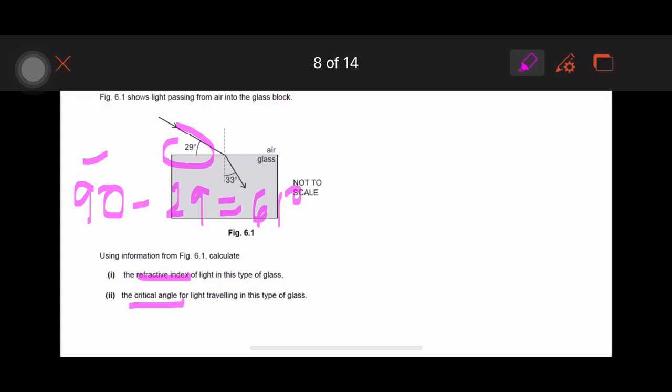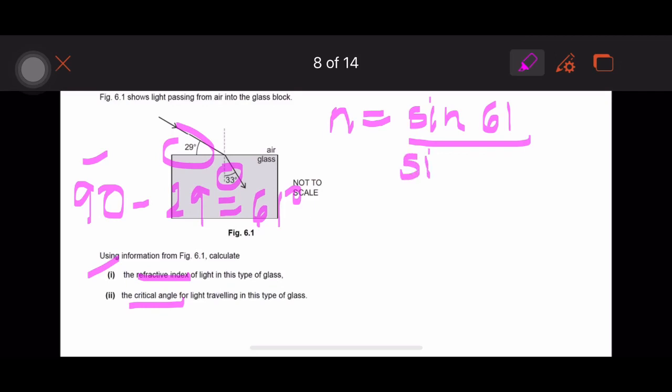Now we're going to calculate first the refractive index. Therefore, refractive index using angles, n is equal to sine I, which is 61 degrees, divided by sine R. Now we can safely use 33 because it's actually the refracted angle.